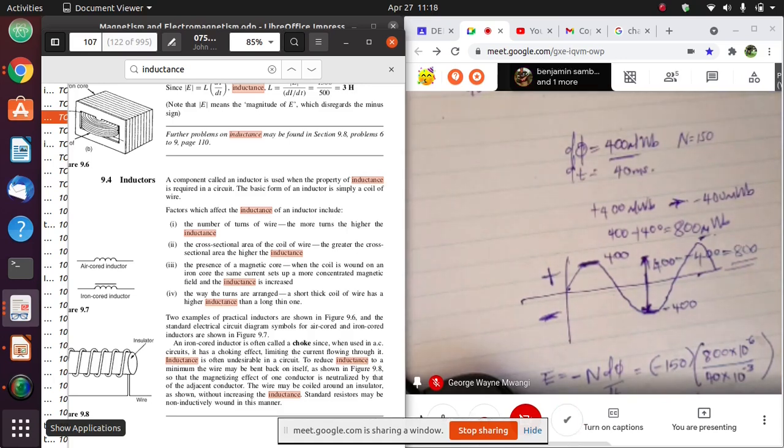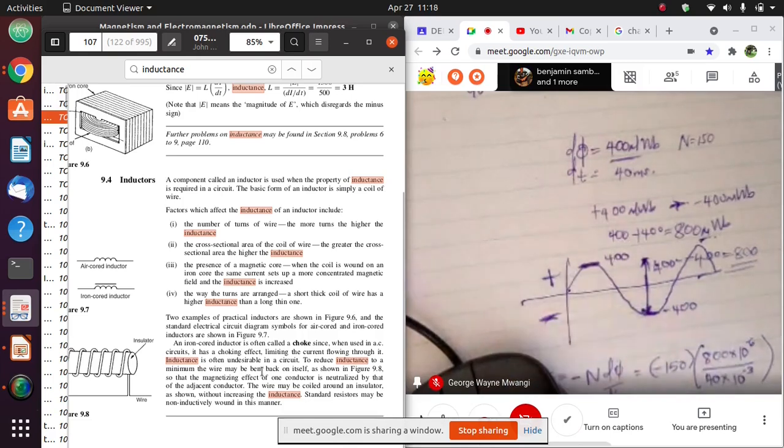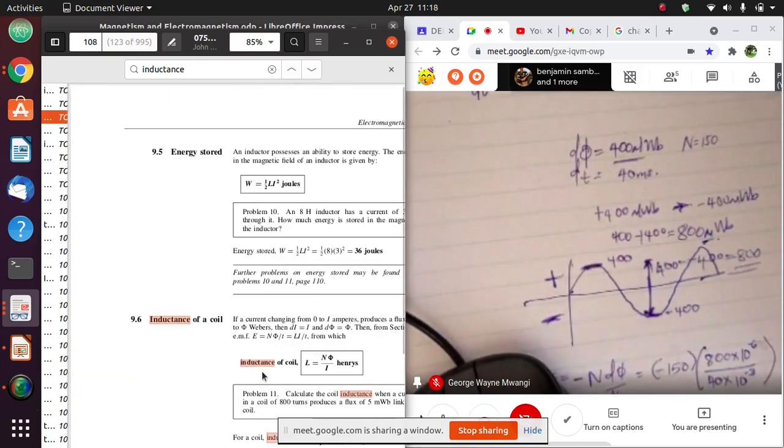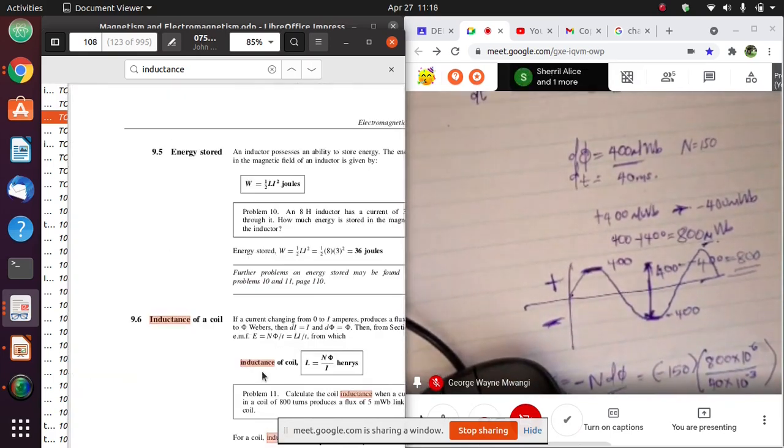So if you have a core within a coil of an inductor, then the inductance is increased because you are setting up a concentrated magnetic field. If you don't have a core, you will still have a magnetic field, but it will be weak. Are we together? So the core is the nail. The nail now, like in a transformer.